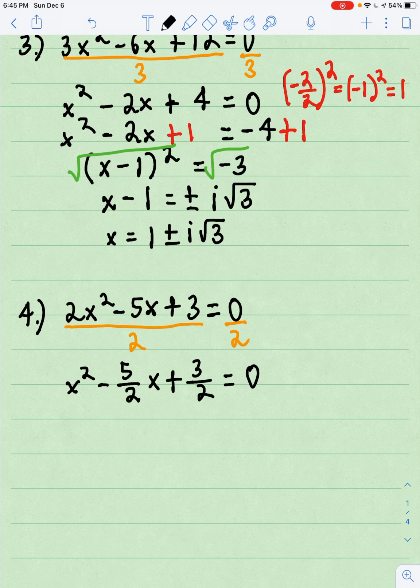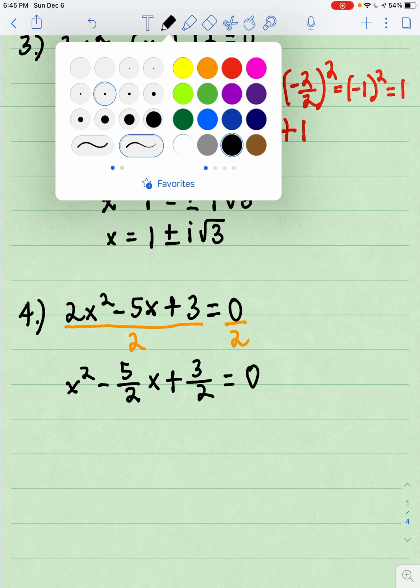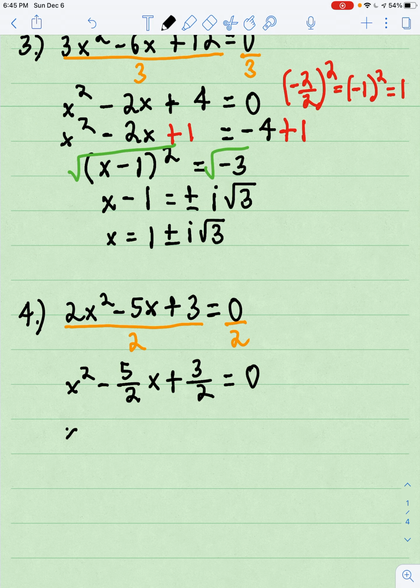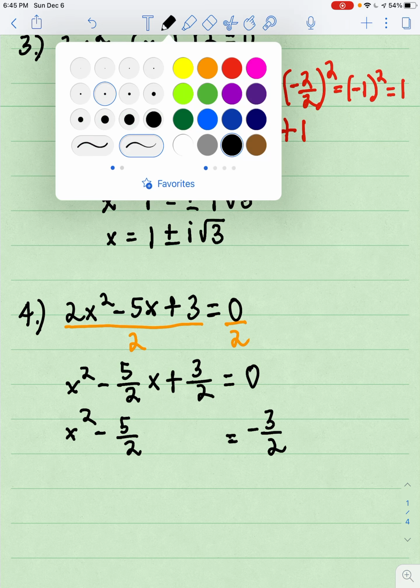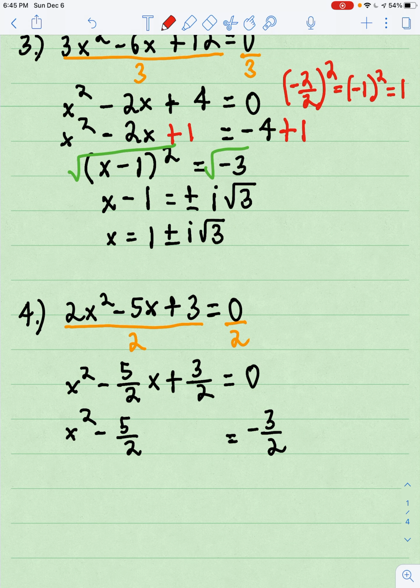We're going to leave it as a fraction, but we get fractions for everything. And when we have a fraction with completing the square or an odd value for b, that's when this process is not quite as fun, as we're going to see here shortly. So what I'm going to do is subtract 3 halves from both sides, and now I want to find the value that completes the square.